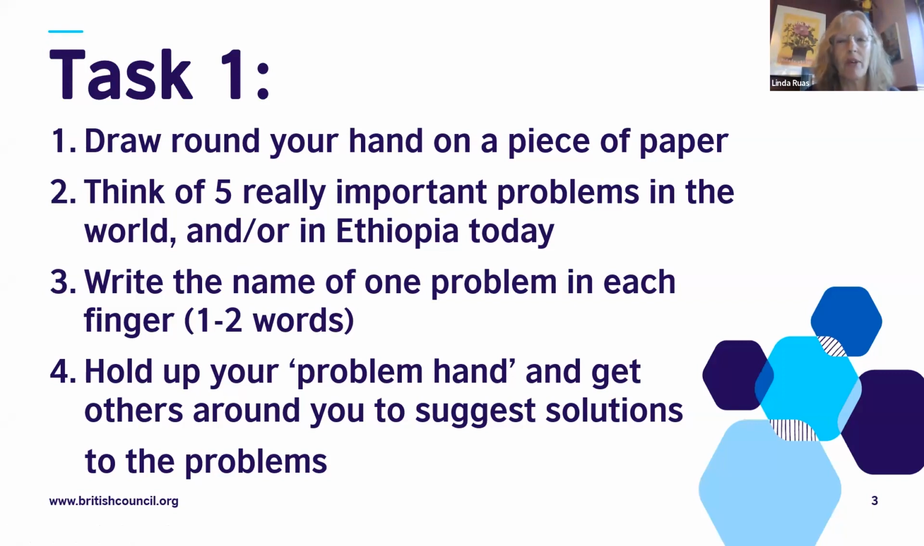This is a task that we can do in our classes, and students usually really love this. When you've got your hand, I want you to think of 5 really important problems in the world and/or in Ethiopia or your country if you're not in Ethiopia today, and write the name of each of the problems on each of the fingers in the drawing or on your real hand. Okay, just 1 or 2 words.